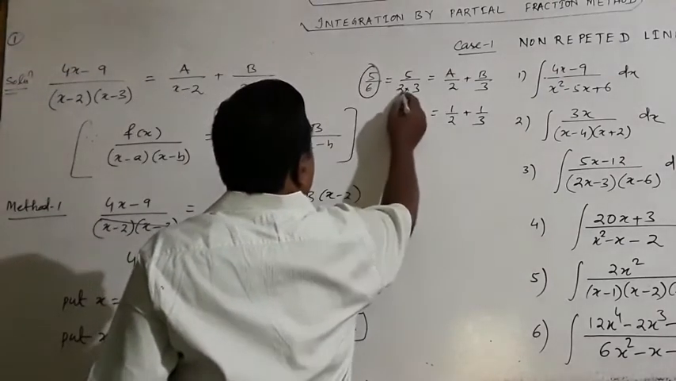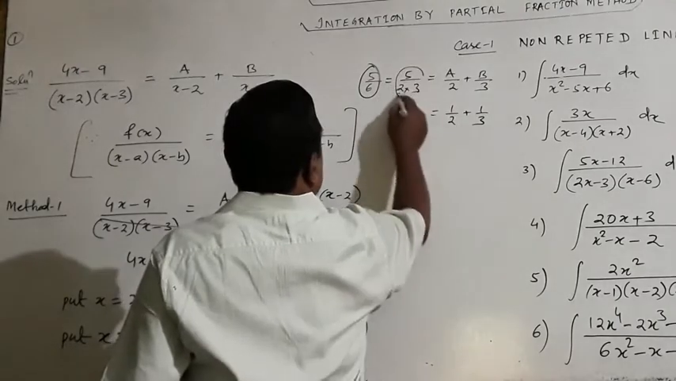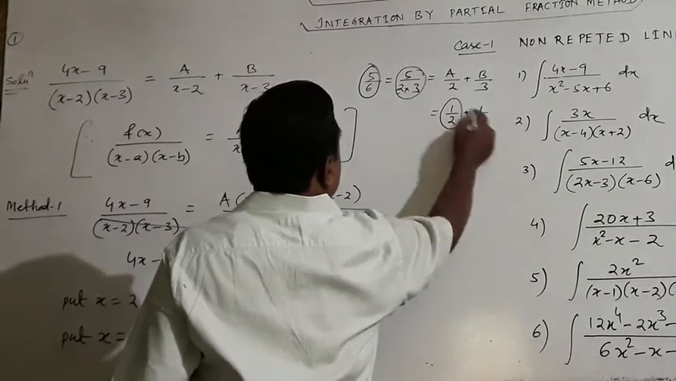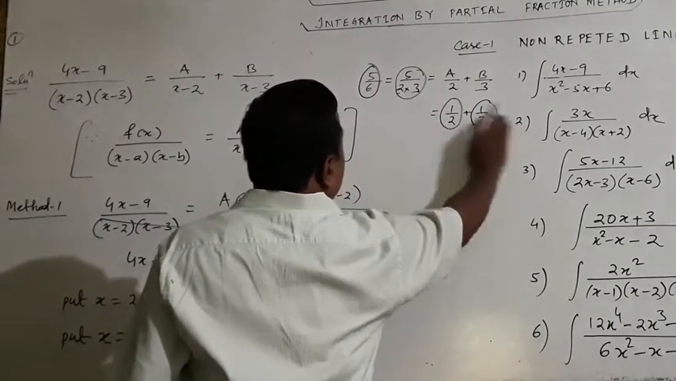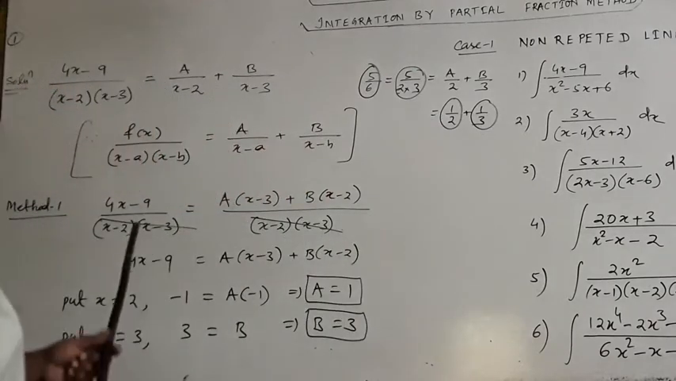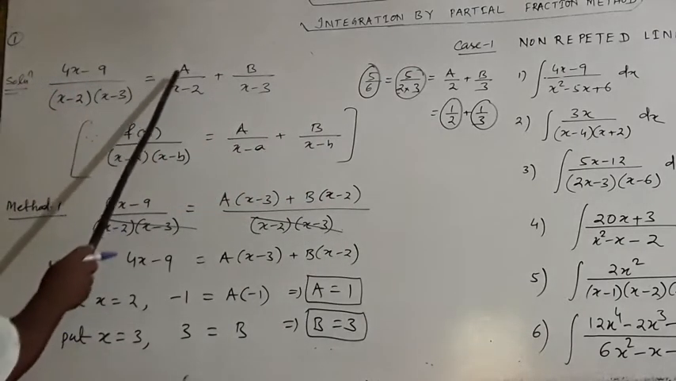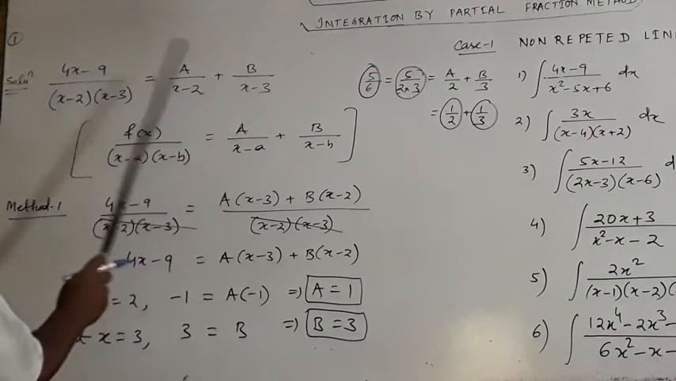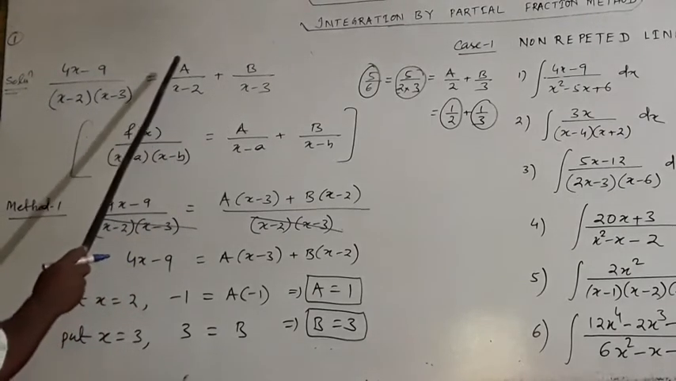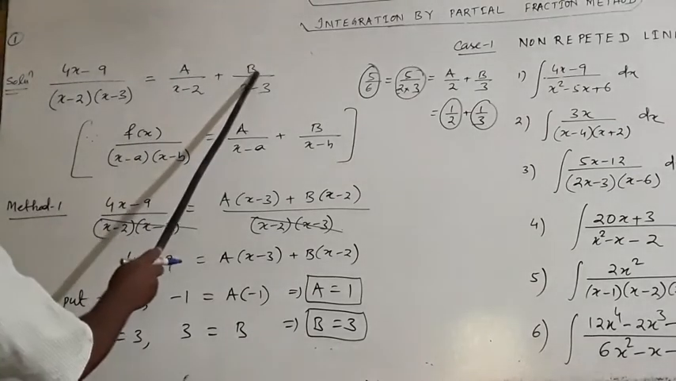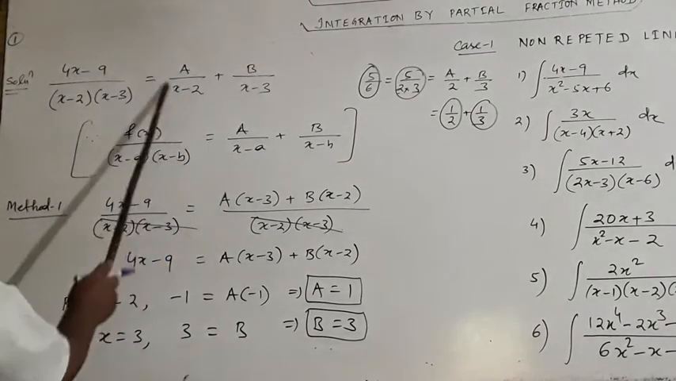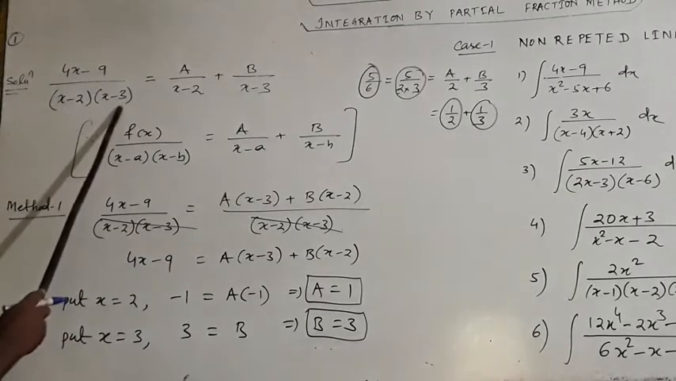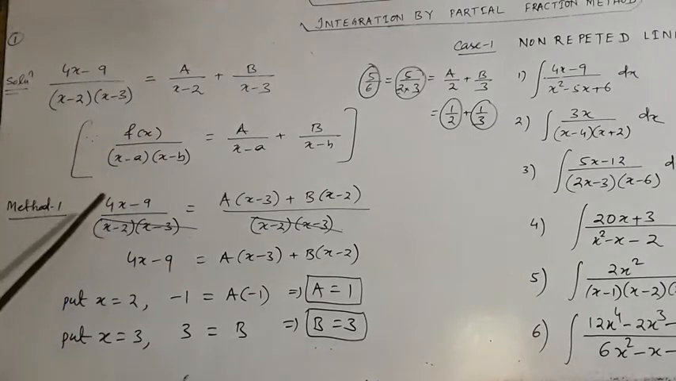5 by 6, it is 2 into 3. Now I have partially fractioned it, meaning a sum of two fractions. Similarly here I am doing it: a by x minus 2 and b by x minus 3. We have to find for what value of a and what value of b this will become this term. Then what will we do? 4x minus 9.